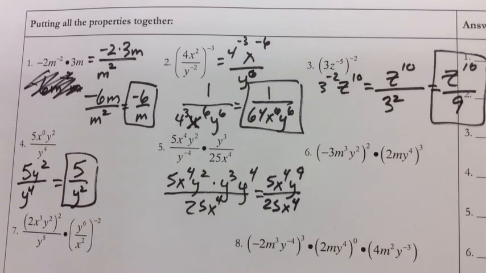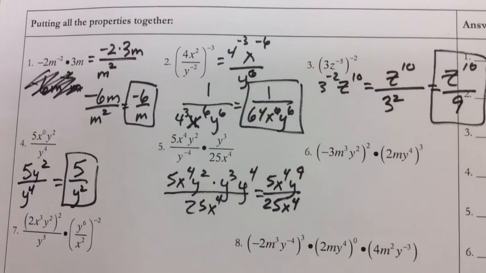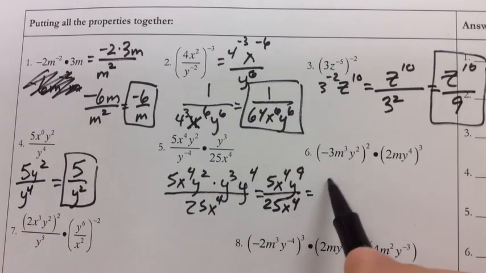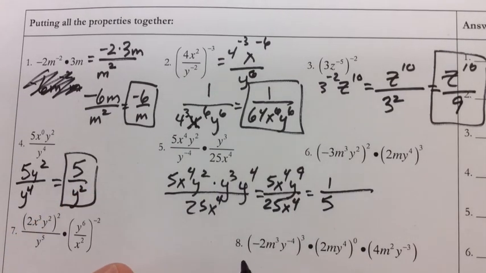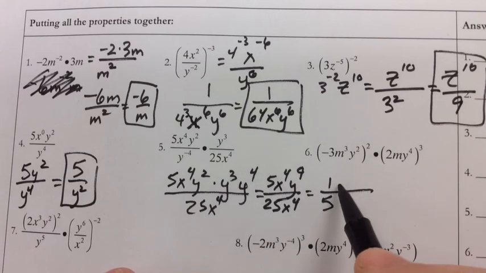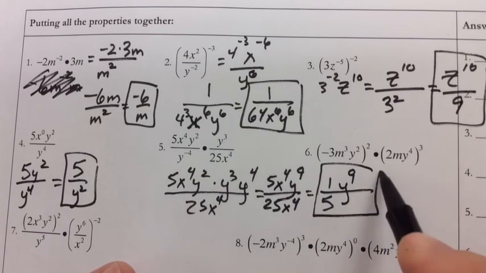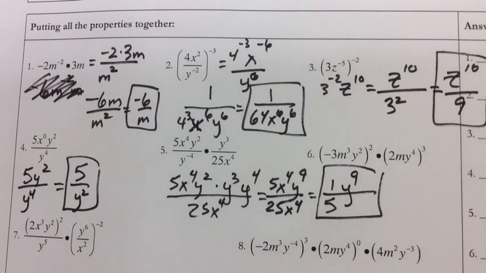And I'm done, right? No, you're not done. You got to actually cancel out some things. So this is the same as 1/5. The x's completely cancel out because there's 4 on the top and the bottom, and I have y to the 9th on the top. Number 6 is the same, so I'm just going to skip that since I don't have the space. Let's jump to number 7.